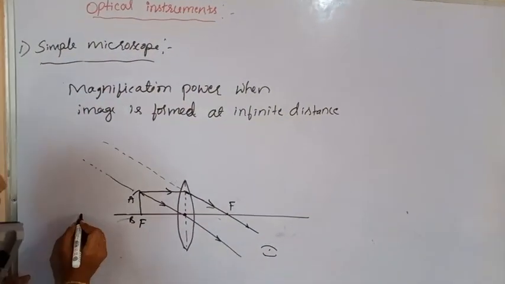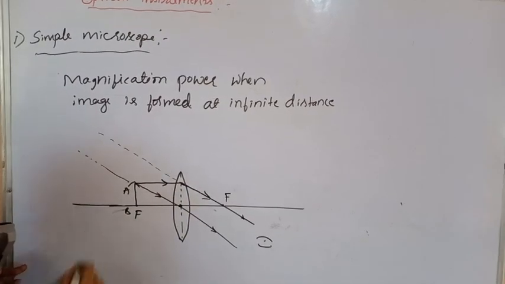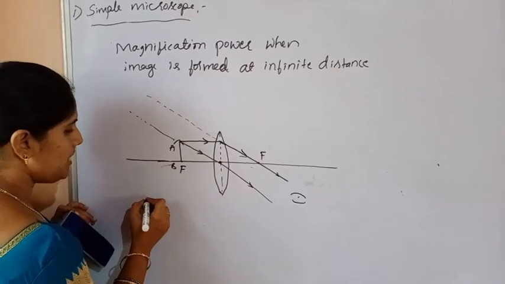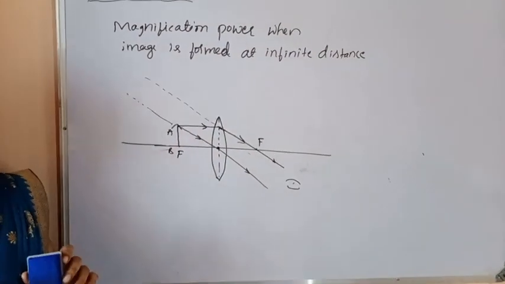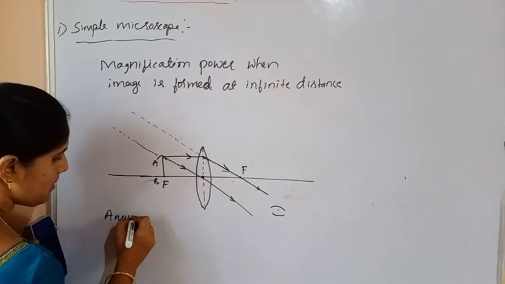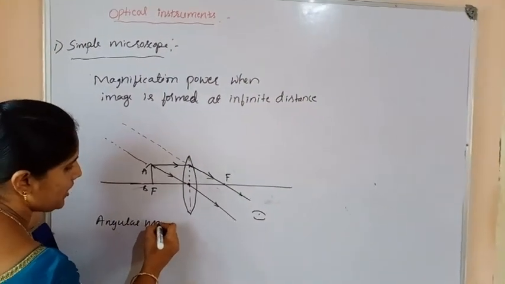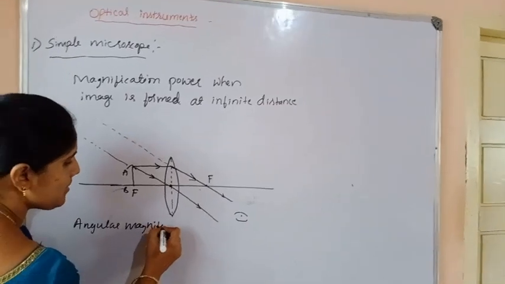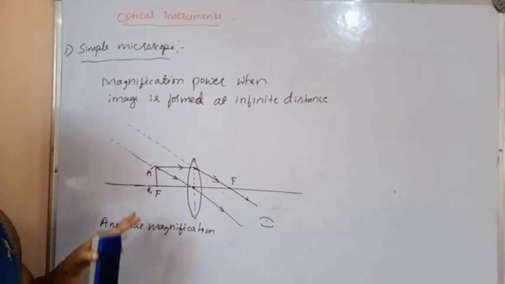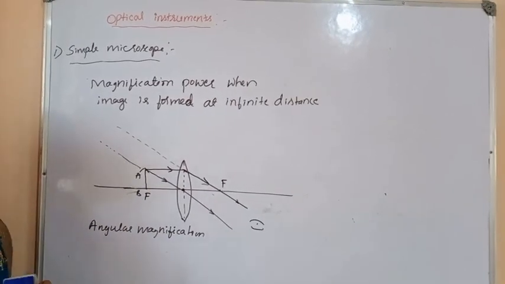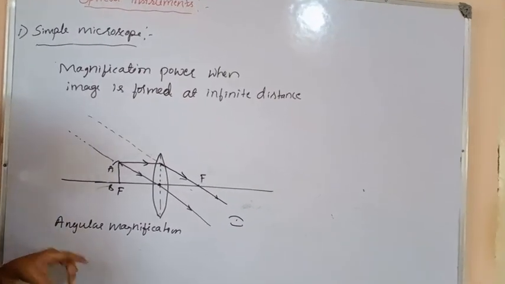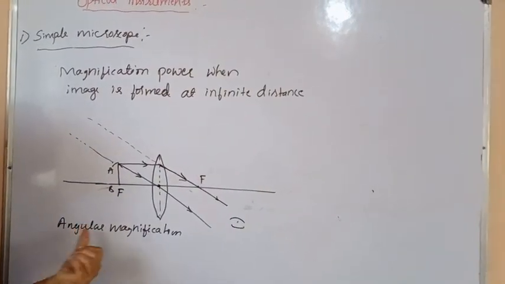To determine the magnification formula for this case, we won't discuss linear magnification. We discuss angular magnification, because here the image is not formed at a finite distance. The image is formed at infinite distance, so we cannot define linear magnification. We define the magnification in terms of angle.